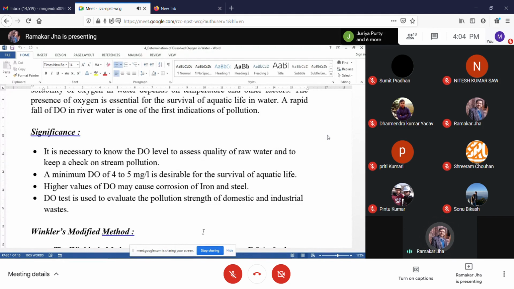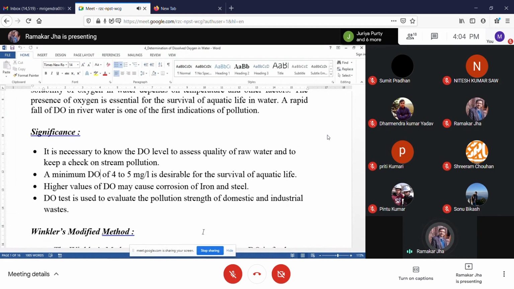Less than that, the fish will die. Water animals will die. Plants will die. Higher values of DO may cause corrosion of iron and steel. If iron is exposed to more oxygen, it will oxidize. That is why if you construct a building, your house, and on the roof the plaster is coming out, you find a lot of rod exposed. Because of the oxygen, this takes place, and the iron will rust in 4 years.